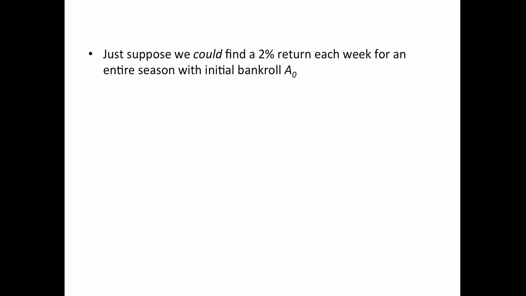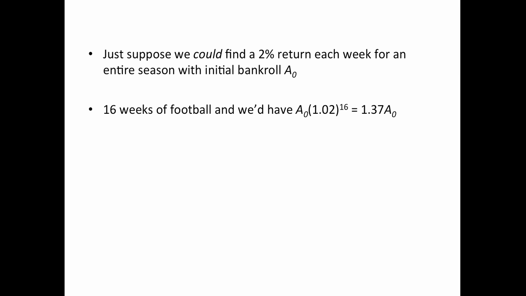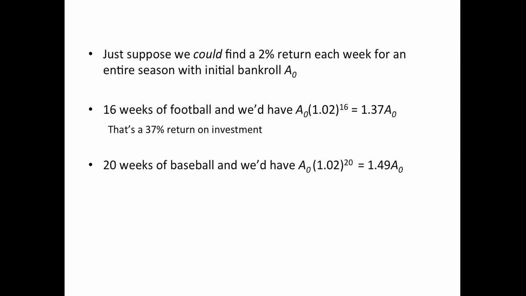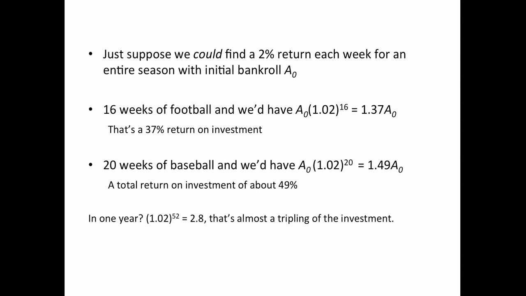Suppose we really could find a 2% return each week for an entire season with an initial bankroll of A sub 0. So whatever that starting bankroll is, if you got 2% every week over 16 weeks, that's a 37% increase, 37% return on investment. Let's say 20 weeks of baseball, 2% growth every week, that's a 49% total return on investment. So how about a year? Let's just say you try all the major sports throughout the year, you got that 2% every week for 52 weeks. So whatever your initial bankroll is, you could multiply that by 2.8. That's almost tripling your investment.